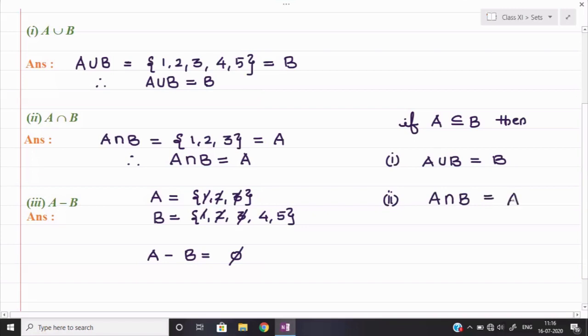And third part, I can say A minus B. Remember, here we can't take B minus A. A minus B is equal to ∅. So this will be our general rule now.